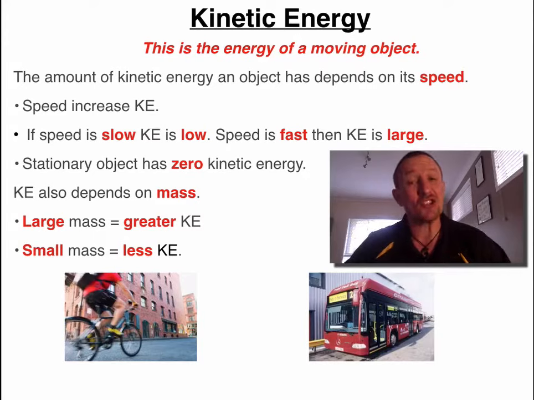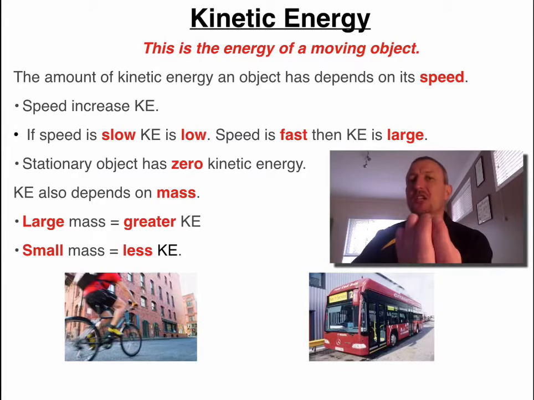Let's take the other scenario. The cyclist is stationary. The bus is going at 50 kilometers per hour, 2,000 kilograms. So you've got 2,000 kilograms and you've got 50 kilometers per hour.